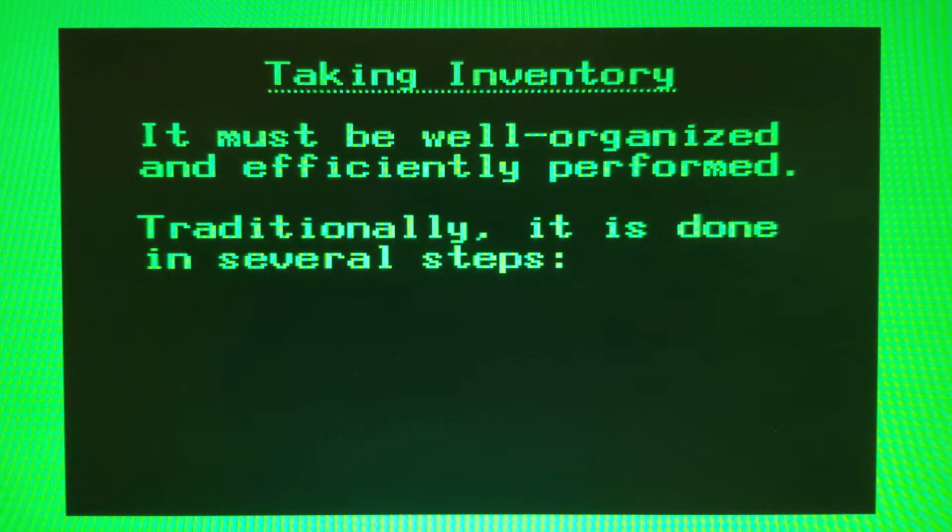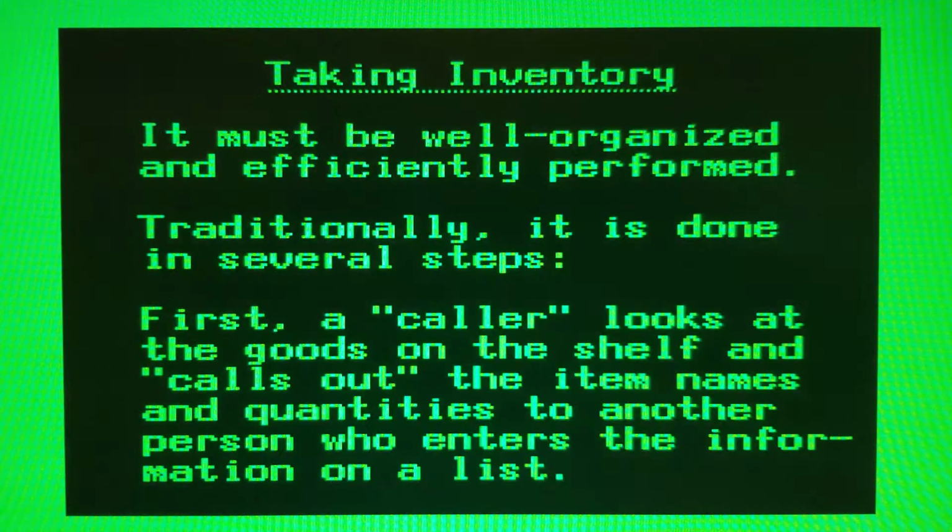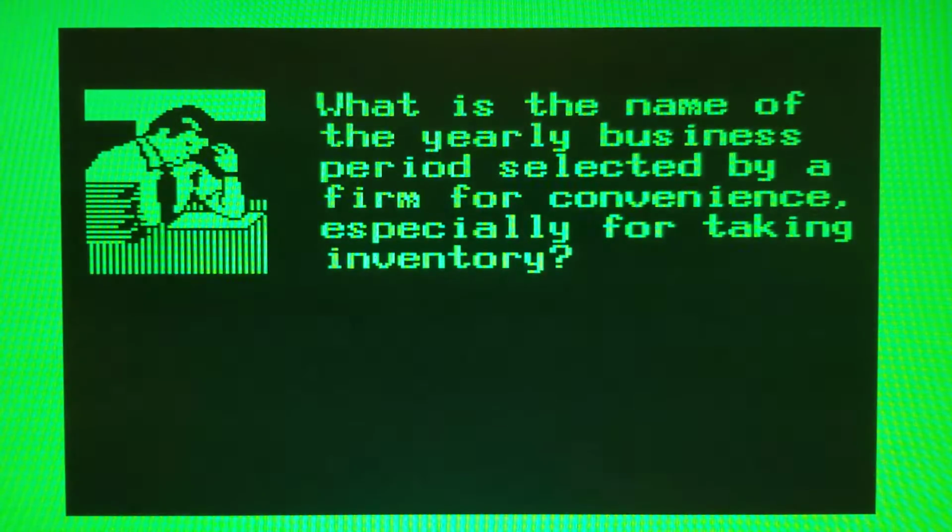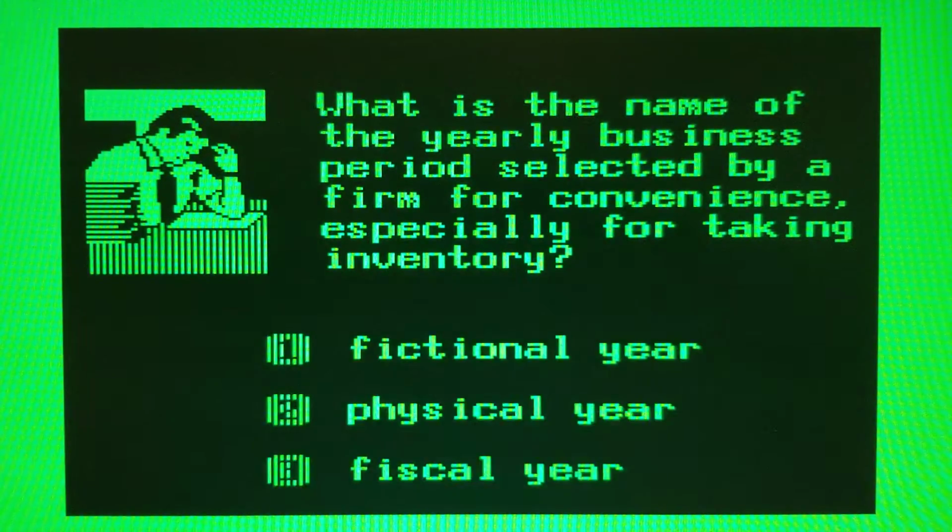Taking inventory must be well organized and efficiently performed, or it will be an endless, expensive task and may contain serious errors. Traditionally, it is done in several steps. First, a caller looks at goods on the shelf and calls out the item names and quantities to another person who enters the information on a list. What is the name for the yearly business period selected by a firm for its convenience, especially for inventory? Right.